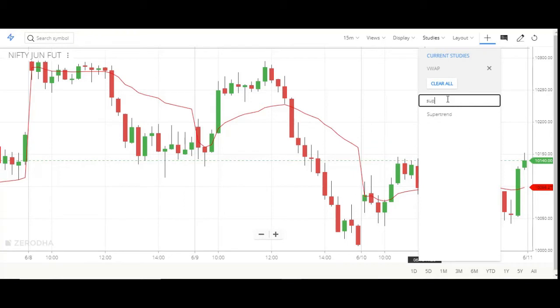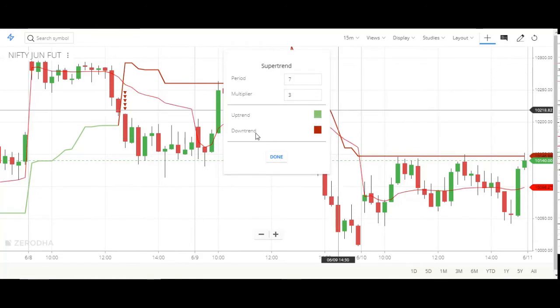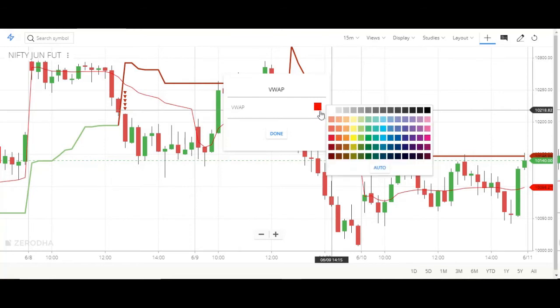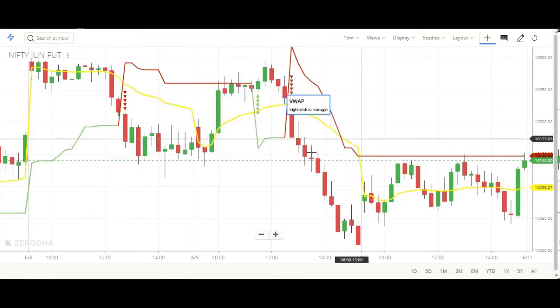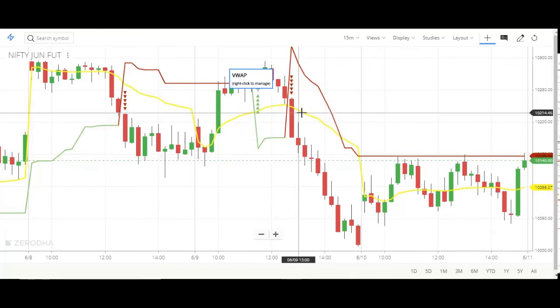The Supertrend indicator gives indications based on the current trend. But this is a lagging indicator, which will give us the signal most probably after the trend has turned. Whenever the market is in an uptrend, it will give us the signal in green, and whenever it's in a downtrend, it will give us the Supertrend line in red. For better understanding, I will change the color of VWAP to a yellow line. So here you can see the Supertrend indicator is in red and green, and the VWAP is the yellow line.